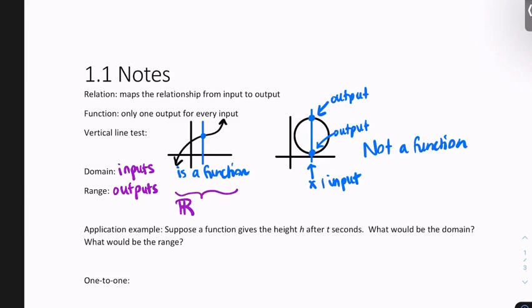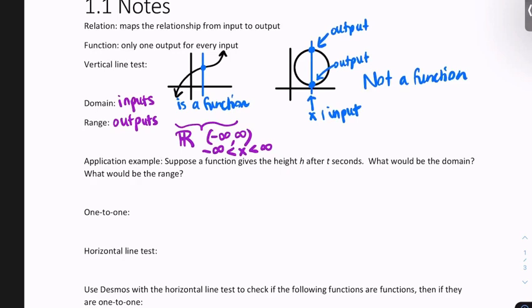The bolded R means all real numbers, or you could list it in interval notation with the parentheses saying it goes from negative infinity to positive infinity, or you could list it as an inequality. X is between negative infinity and positive infinity. So lots of different ways to write the domain, and then the range on that one would also be all real numbers.